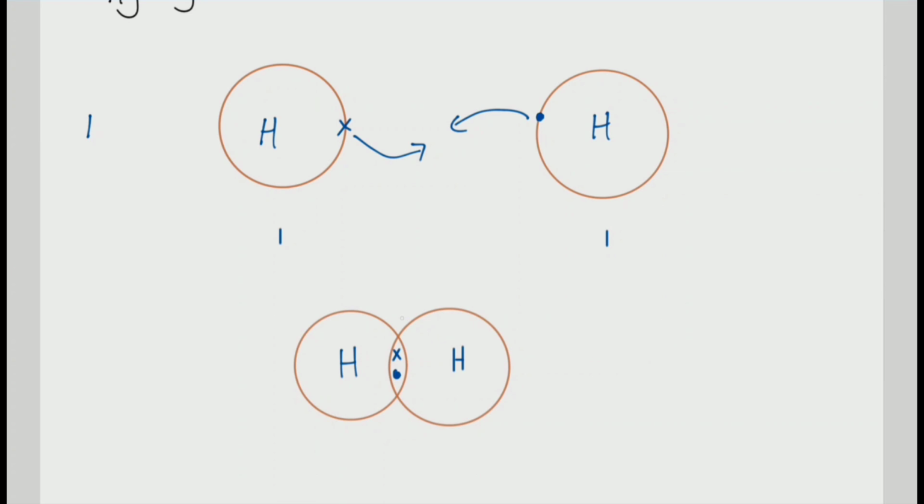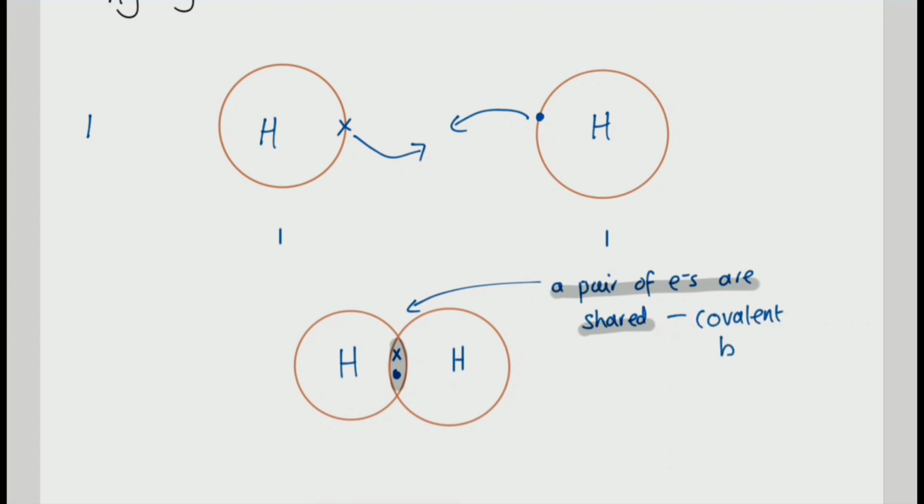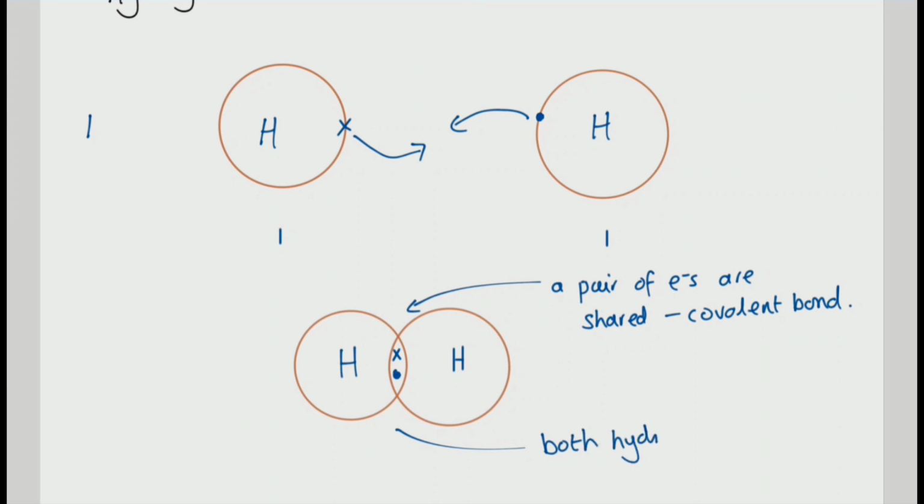And so this will be a pair of shared electrons forming a bond. So here we have a bond forming, which is known as a covalent bond. Now we need to check whether each atom feels as if it's got a full outer shell of electrons. Well, the first hydrogen atom feels as if it's got 2 electrons in its outer shell, and the second hydrogen atom also feels as if it's got 2 electrons in its outer shell. So both hydrogens are happy.